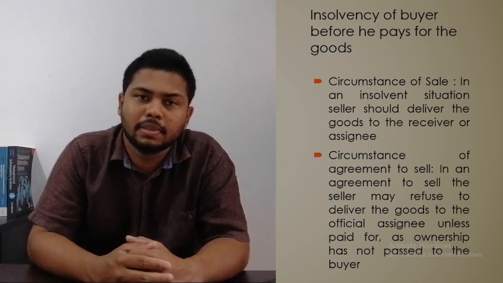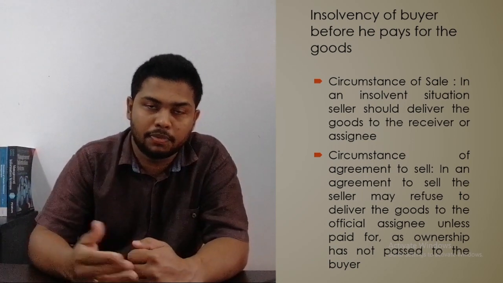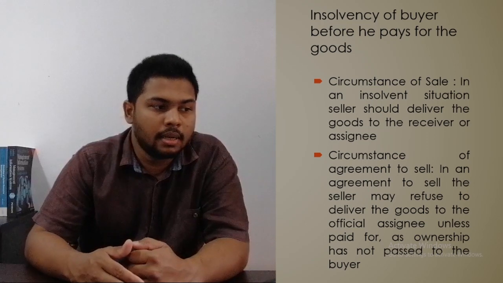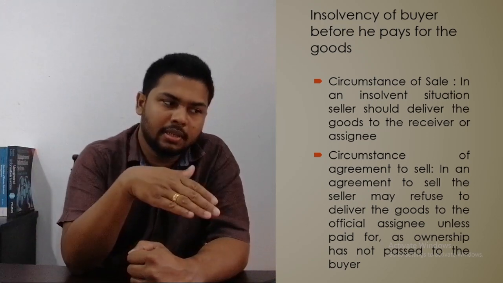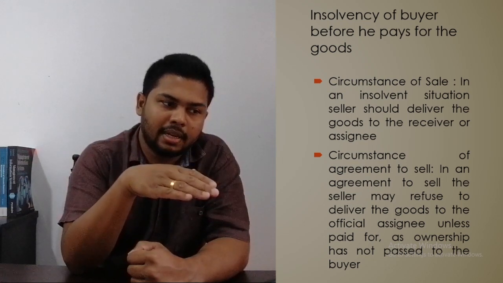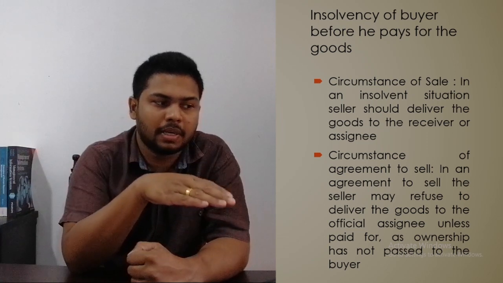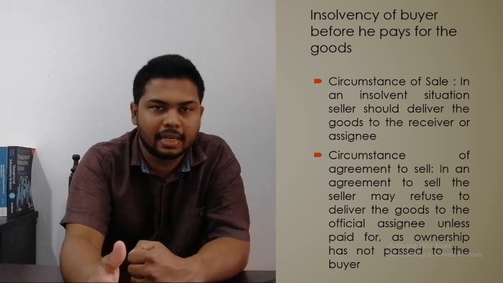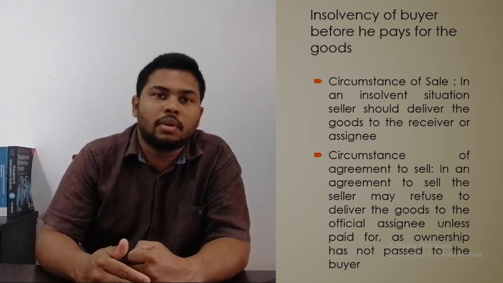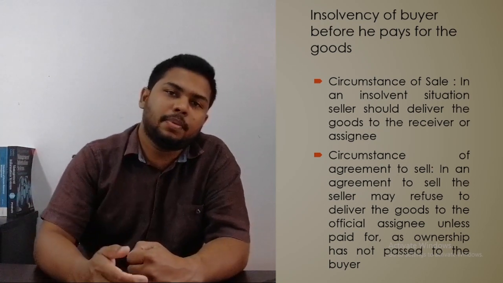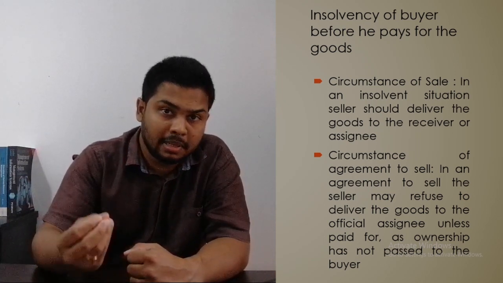Then when it comes to the circumstance of agreement to sell, now you have an agreement to sell before the buyer pays for it. In an agreement to sell, the seller may refuse to deliver the goods to the official assignee unless paid for, as ownership has not passed to the buyer. In that case, the seller has the sole right to refrain from delivering that particular commodity to the buyer, because he hasn't paid yet.